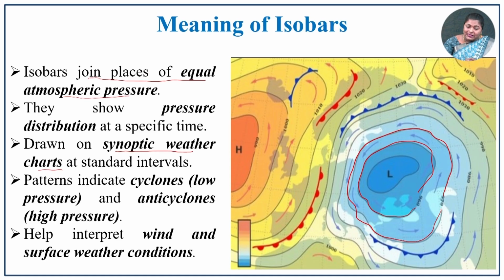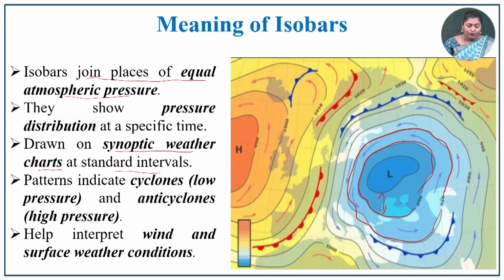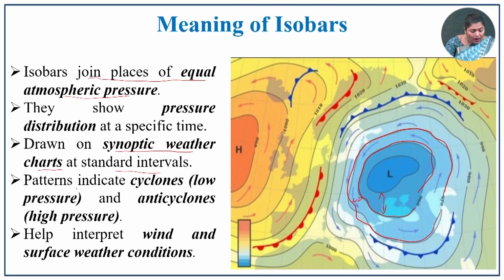So, that intervals can be analyzed in this synoptic weather chart. The patterns indicate the cyclones and anticyclones. Cyclone means the pressure will be low and anticyclone means the pressure will be high. This pattern will be indicated in the isobars. It helps to interpret wind and surface weather conditions. So, what is the use of the isobar? It helps to analyze or interpret the wind and surface weather conditions.